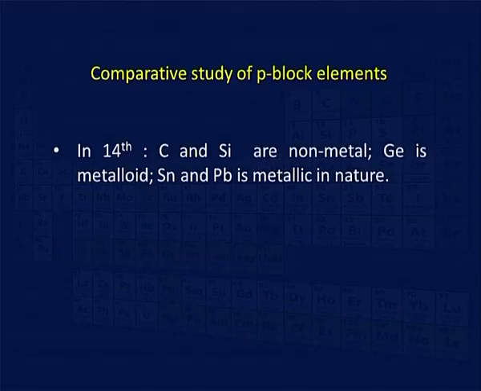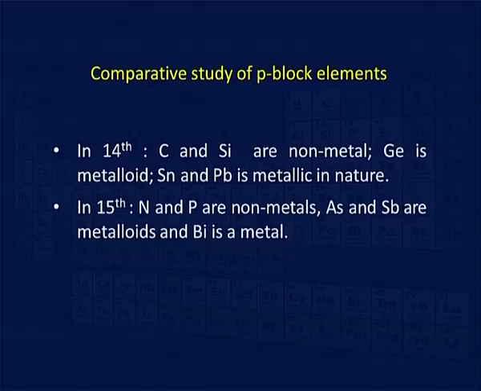In the 14th group, carbon and silicon are non-metals, germanium is a metalloid, and tin and lead are metallic in nature. This means that on moving down within the same group, two elements are non-metals, one of them is a metalloid and the rest two are displaying the metallic characteristic. Similarly, in the 15th group, nitrogen and phosphorus, the first two elements, are non-metals, the next two elements arsenic and antimony are metalloids, and bismuth at the bottom has the metallic property. In the 14th group, two elements are metallic; in the 15th group, one element, bismuth, is metallic.